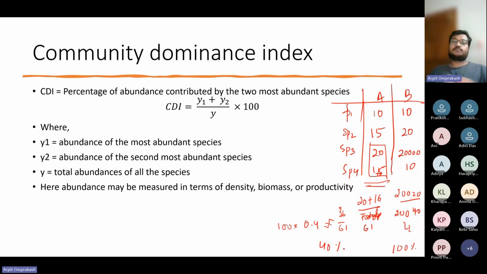So if the community dominance index is very high, that means one or two species are dominating in the community. But if the community dominance index is low, that means there's not a lot of dominance in that community, and the abundance of the species is spread out. Abundance of different species is comparable. So abundance here can be measured in terms of density, biomass, or productivity.